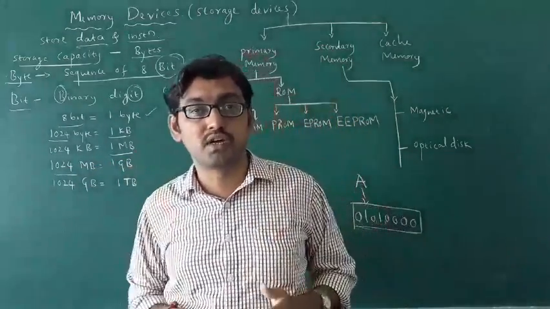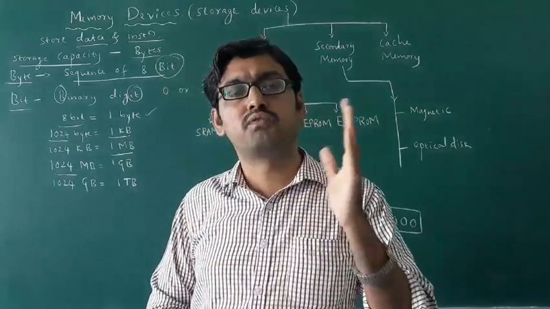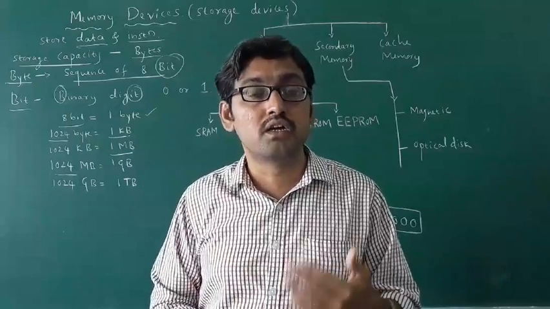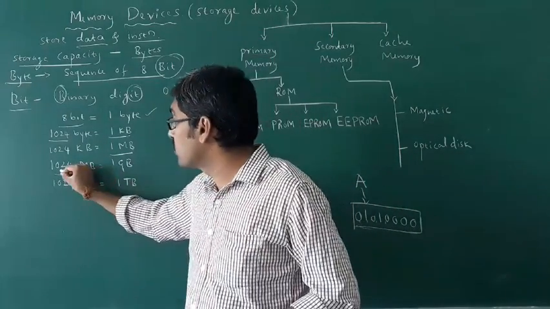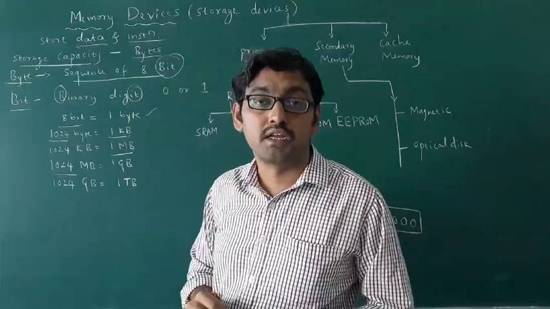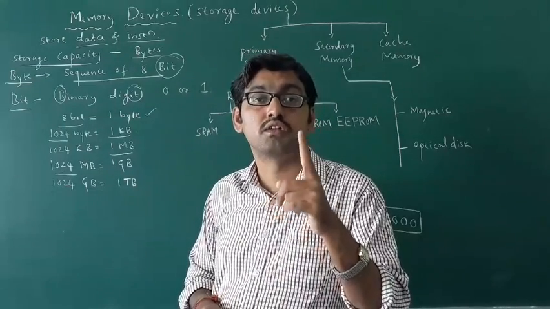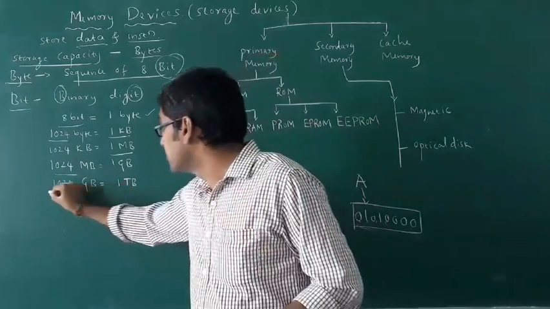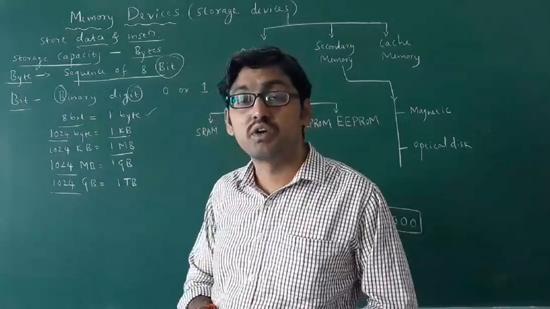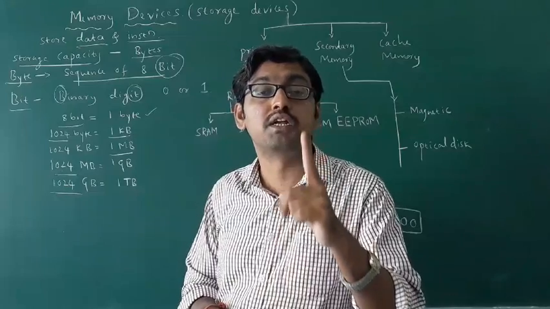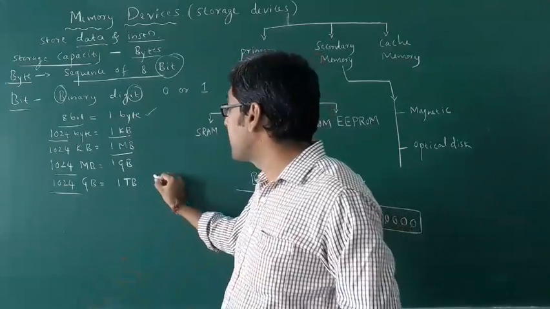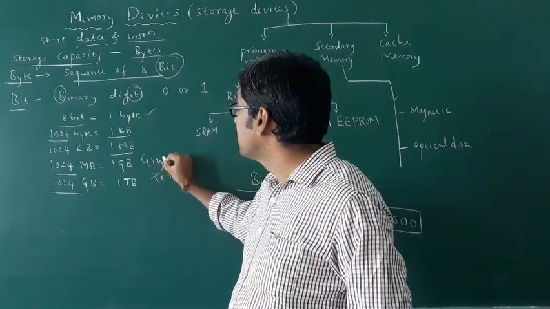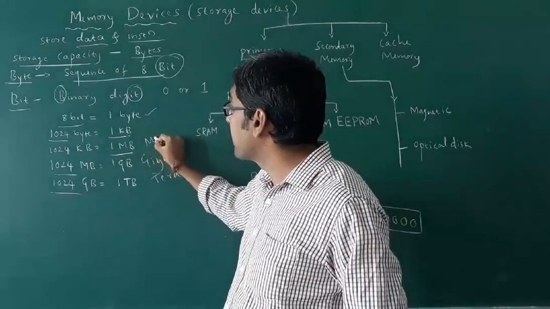Almost all films are in GB. One film is almost 2 GB. 2 GB means how much MB? 1 GB means 1024 MB. This you have to remember. Then 1024 GB equal to 1 TB, terabyte. This is nothing but terabyte, this is nothing but gigabyte, and MB means mega.